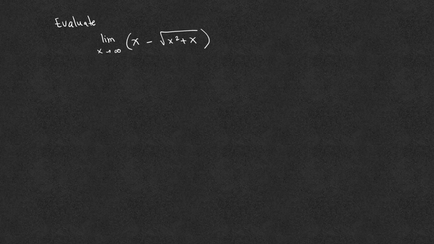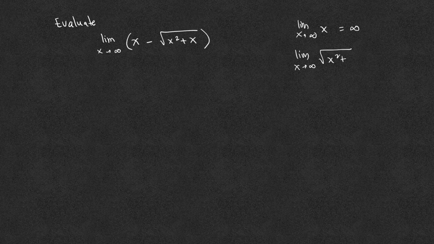Evaluate the limit as x goes to infinity of the quantity x minus the square root of x squared plus x. This is the limit of a difference where the limit of the first term is infinity. The limit as x goes to infinity of the square root of x squared plus x, the second term: inside the radical, this is a very large number because x goes to infinity. The square root of a very large number is still a very large number. So this limit is of the indeterminate difference, infinity minus infinity.